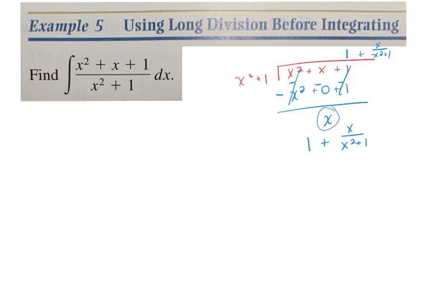So it's like if this were like 6 over 3, you would say, oh, well, it's just 2. It's the same thing because I did the division. So when you do the division, this is your answer. And so now we can integrate our answer.